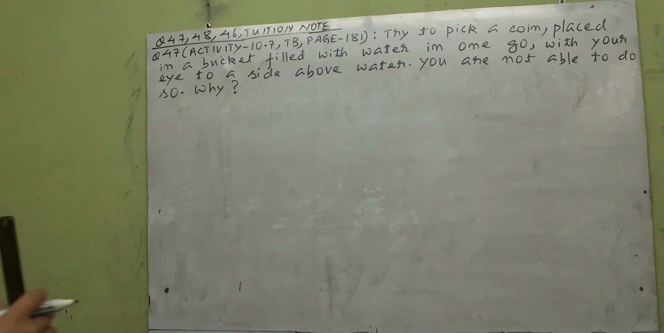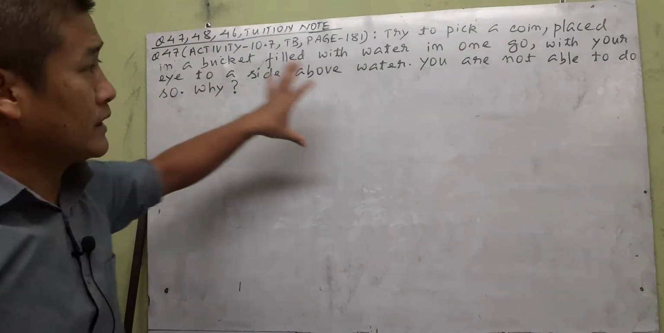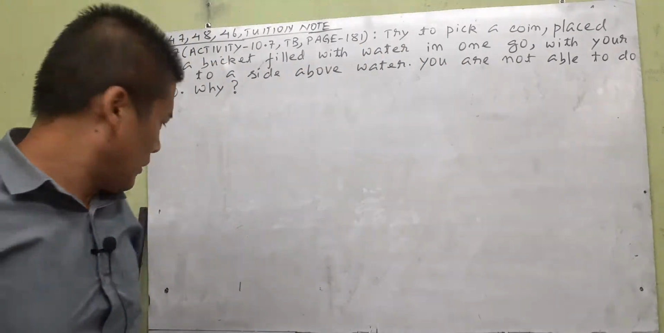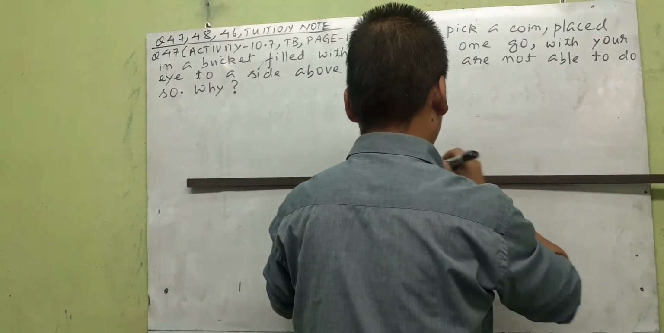Okay, so in this class we will discuss these questions 47, 8 and 6. Okay, the first question 47 on your tuition note. This question is saying like this, just draw along with me, we'll pick up as we do.